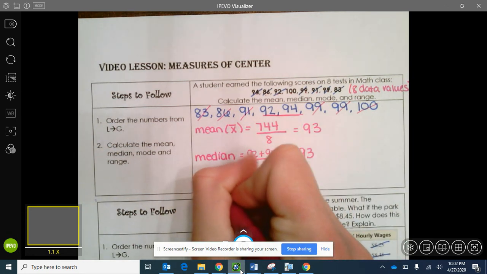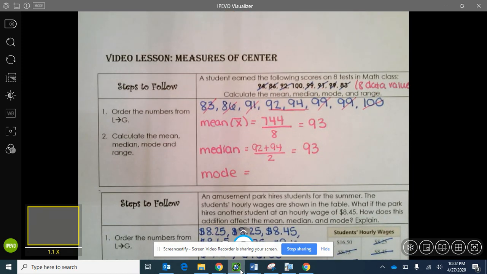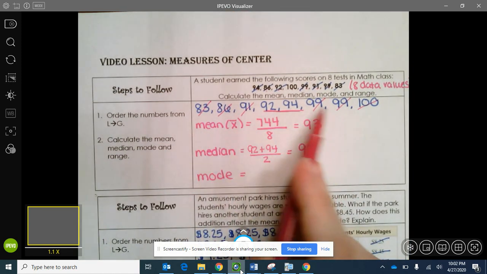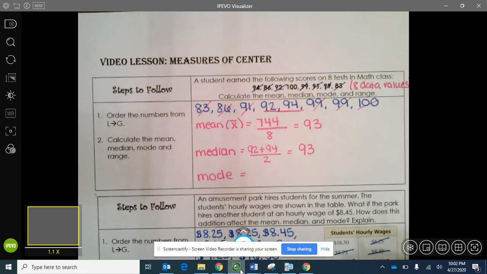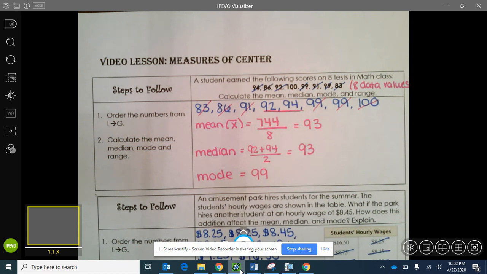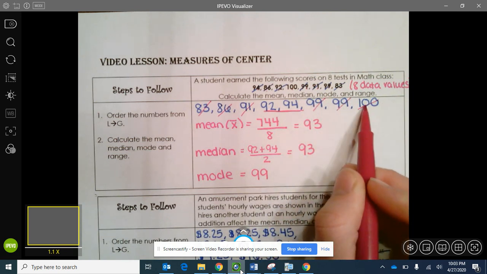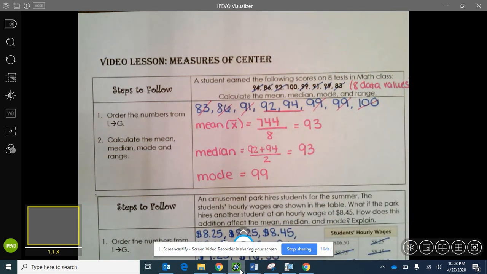For our mode, it's going to be the data value that occurs most often. So I'm looking for data values that are repeated. In this data set, the only data value that appears twice is 99. Sometimes you can have no mode. If there aren't any data values that are repeated, then you would just say you have no mode. If there's more than one data value that's repeated, like if it was 99, and I had 100 and then another 100, then it's okay to have 2 modes. You can have 3 modes. So you just want to always look to see what occurs most often.